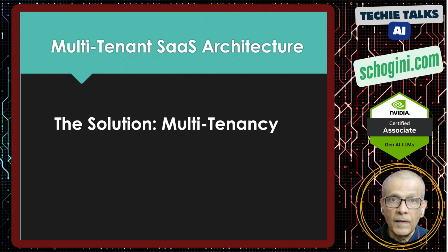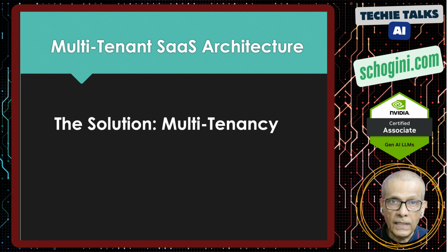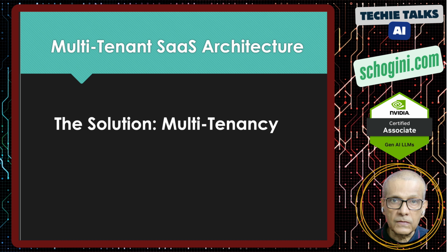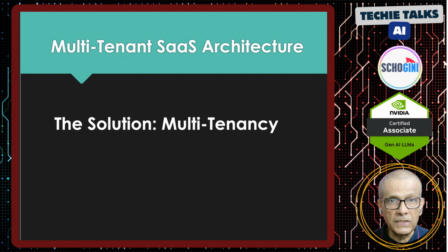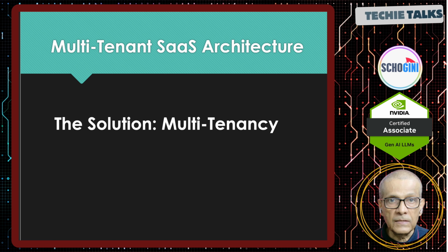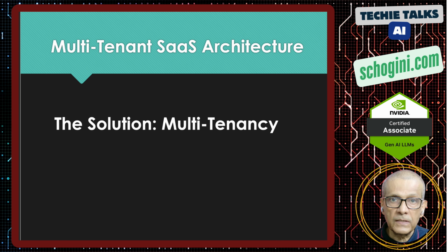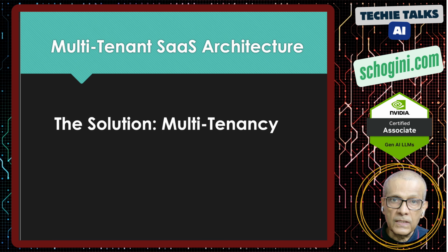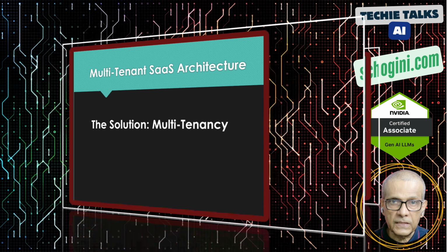And the solution: multi-tenancy. Multi-tenancy solves this by allowing one running instance of your app to serve many clients, each isolated by logic and data. Every tenant gets personalized features, limits, and branding, but shares the same infrastructure and code base. This design provides economies of scale, instant updates, and predictable performance, perfect for cloud efficiency.